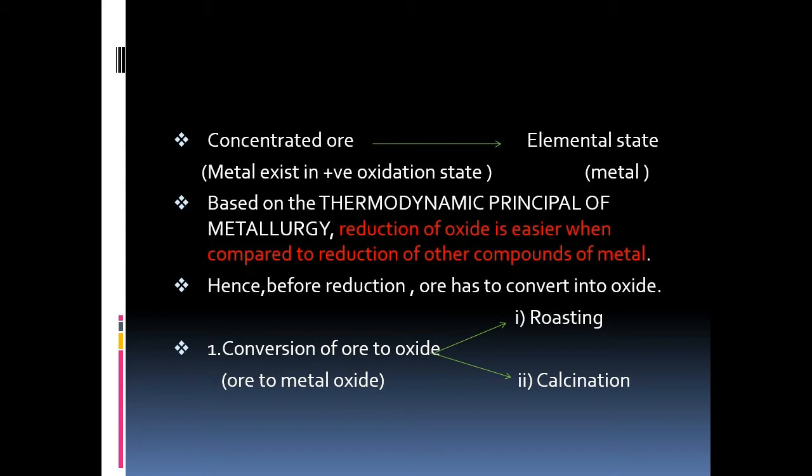In the concentrated ore, generally the metal exists in a positive oxidation state. So based on the oxidation and reduction reactions, we have to convert the concentrated ore into its metal. We use some oxidizing agent as well as a reducing agent. How do we choose these? That is based on the thermodynamic principles of metallurgy. Here, the reduction of an oxide is easier when compared to the reduction of other compounds of the metal, which means first there is an ore, we have to convert it into metal oxide, then convert the metal oxide to metal.